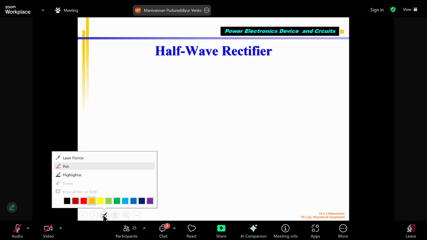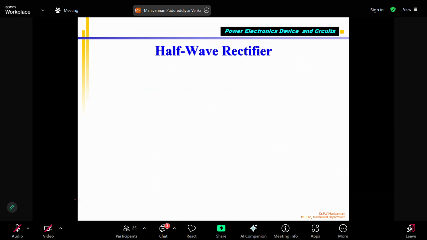Next, there are some other things we need to consider when we talk about the half wave rectifier. One thing is what we call the voltage regulation of the half wave rectifier. Correct? How is it now?